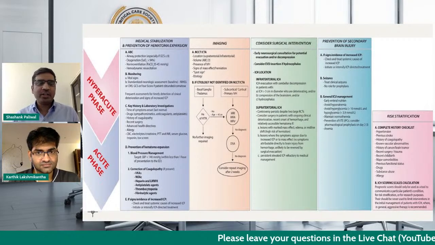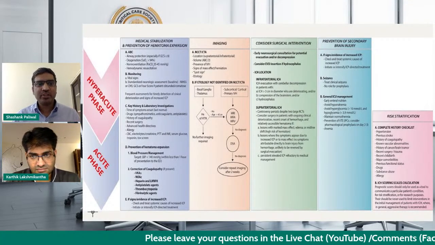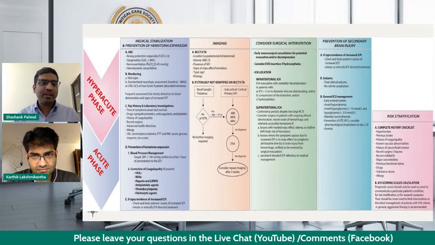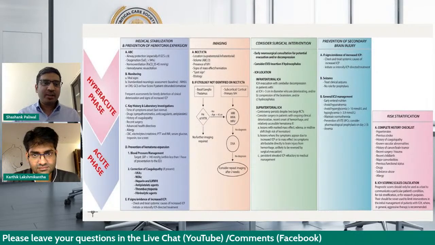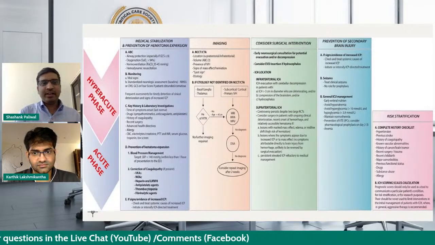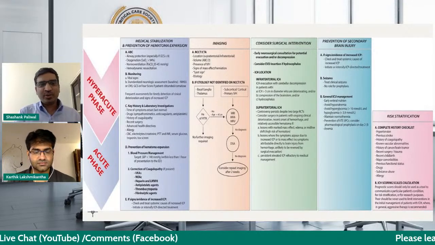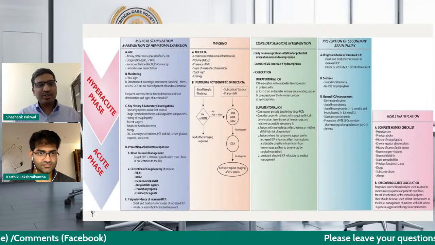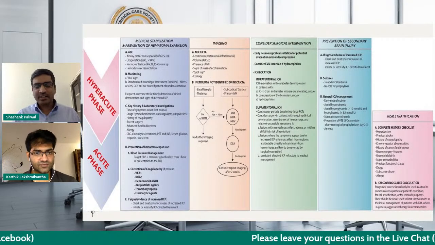Risk stratification, again, the most important risk factor is hypertension. So we can prevent many ICH cases if we somehow, in private healthcare, make patients control their BP. We could also prevent ICH.